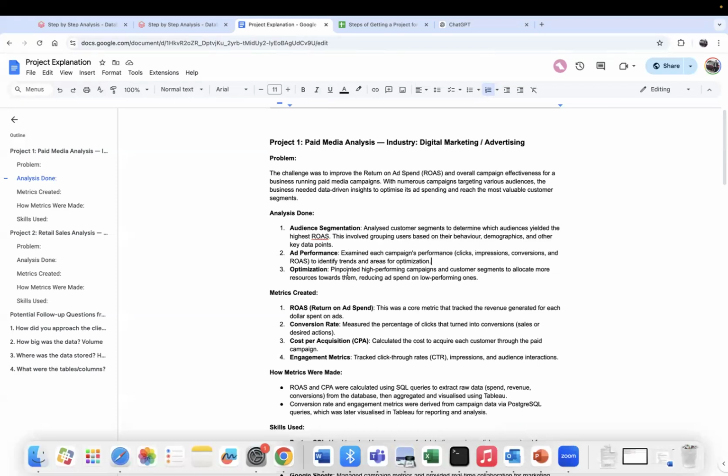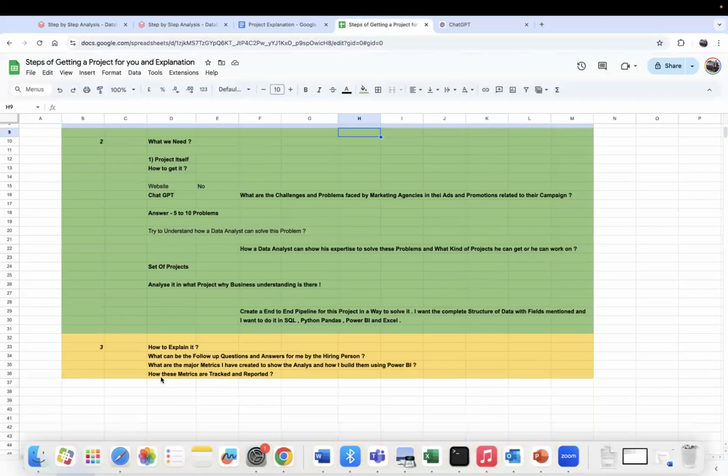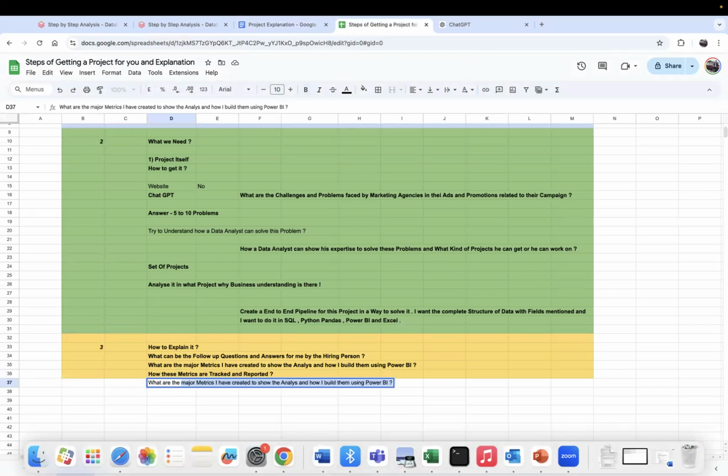Final recommendations and outcomes we can add, but I think the last step, how these metrics are tracked and reported, yes, we can add this question as well. Yeah, actually, it was asked to me, so that's why. Nice. Once you have written this, I got that this is also important. The final outcome and impact.